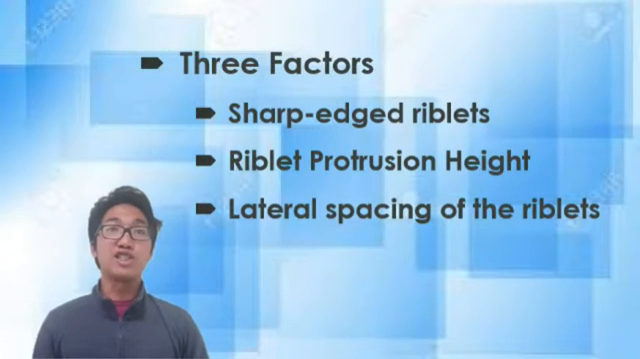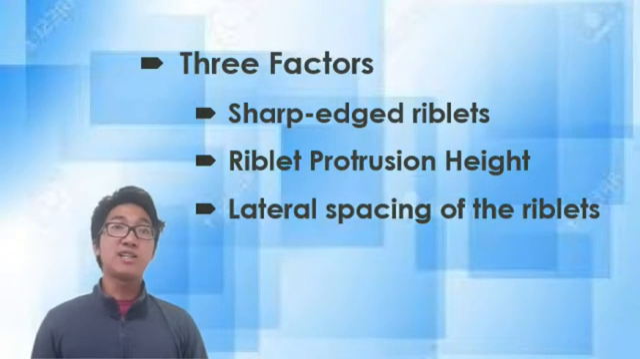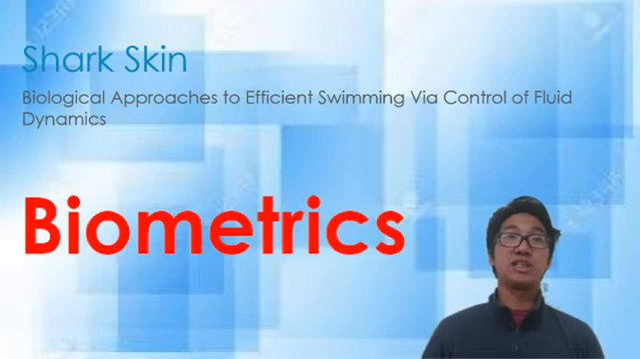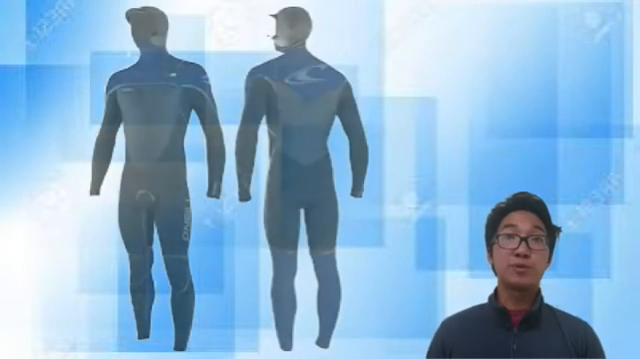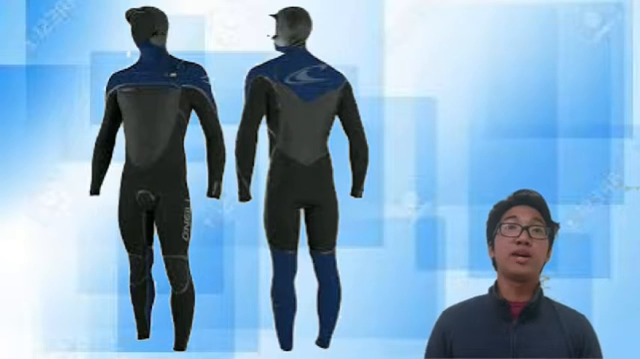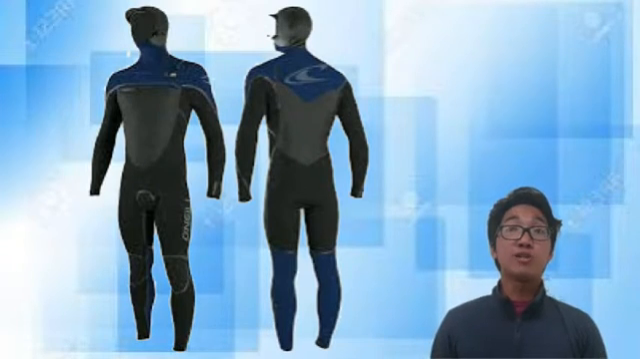The 3 factors that affect the drag reducing properties of riblets are, first, sharp edged riblets, second, the riblet protrusion height, and the third one is the lateral spacing of the riblets. Biomimetics involving shark skin are used in swimsuits and wetsuits to develop new designs to reduce drag in water to improve times for competitive swimmers or to improve navigation of scuba divers.